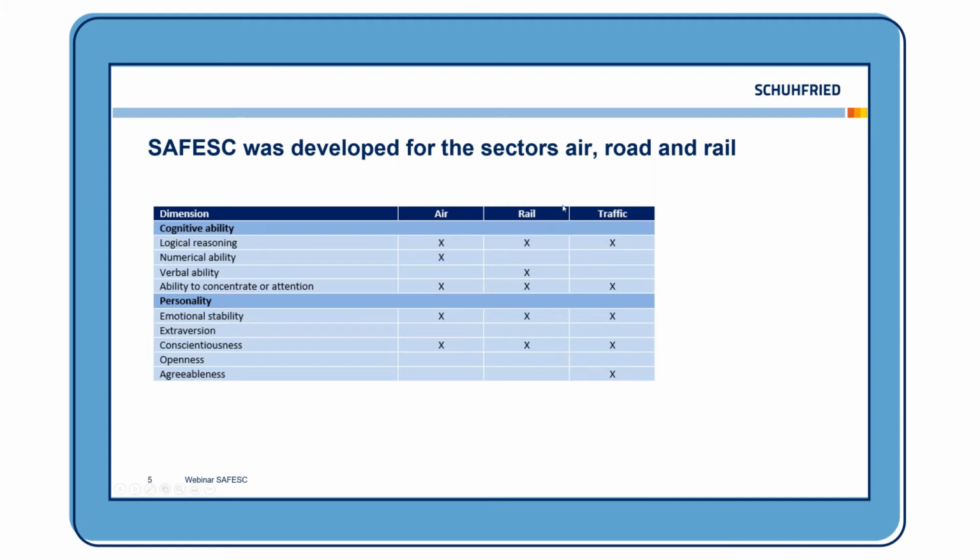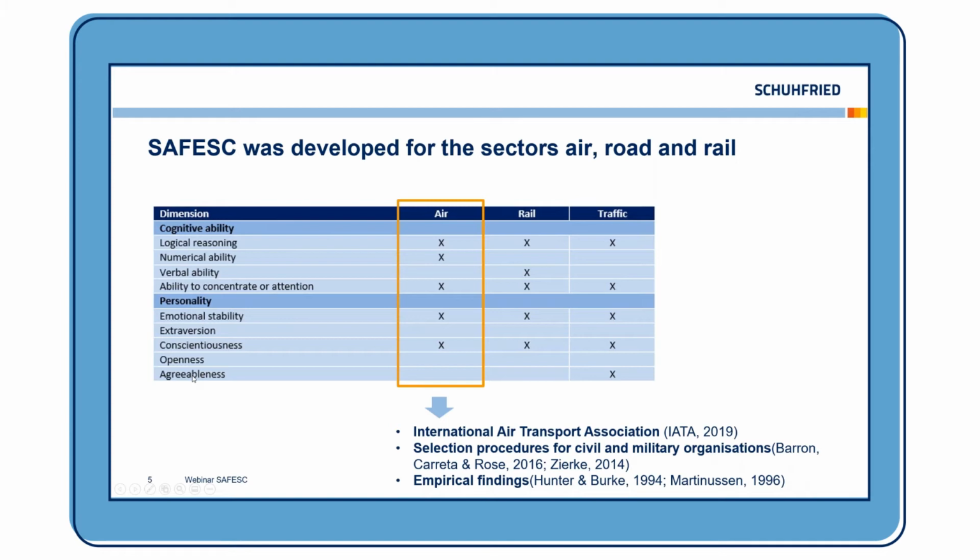And if we have a look at the skills here, let's start with air. We can see that in the test set configuration for the air sector, we have logical reasoning, the numerical ability, the ability to concentrate or attention, and optional, we have the possibility to apply a personality questionnaire to assess the emotional stability of a person as well as the conscientiousness. And all these dimensions that I've just listed are reflected in the guidelines of the International Air Transport Association.